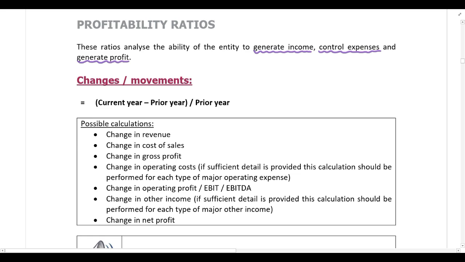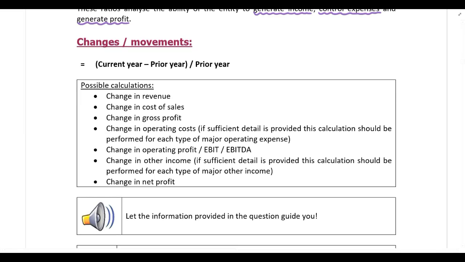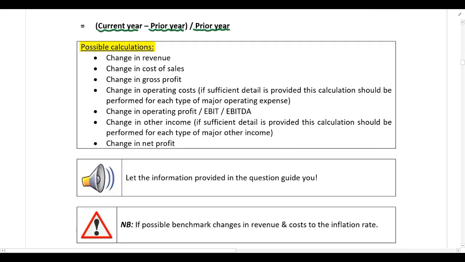So first, when it comes to profitability ratios, you can calculate changes or movements. And whenever you calculate a change or a movement, you take the current year amount, you deduct the prior year, and you divide by the prior year. That's how we calculate a movement. And you can calculate movements in various different things. You can see I've included all of the possibilities below. However, it's very important that you let the information provided in the question guide you. That will help you in terms of what calculations you can perform and what calculations you can't perform.